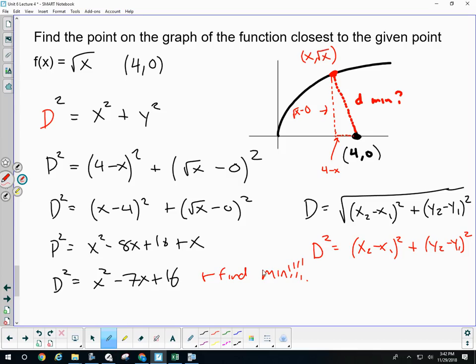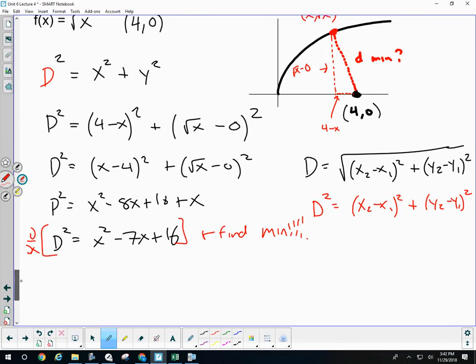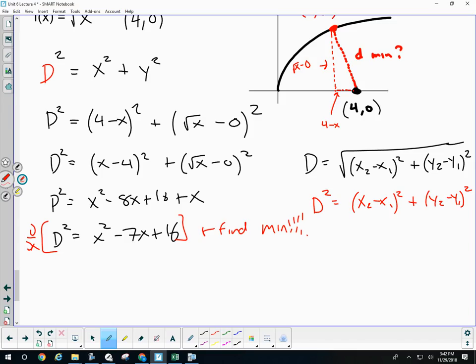Tell your neighbor, how are you going to find the min of that? Take the derivative and set it equal to 0. Okay, take the derivative. It doesn't matter what you have on the left side. You're like, is this dd/dx? Don't worry about it. In this case, it's d squared prime. It's the derivative of it. We get 2x minus 7, set that equal to 0. I get x equals 7 halves, 3.5.